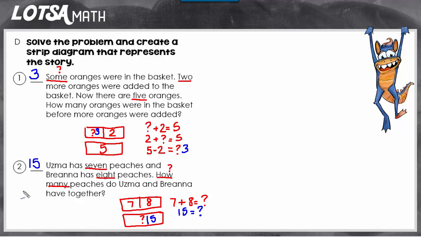Sometimes on these problems you have to think and really take your time. Don't rush and always reread the problem until you really understand what it's asking. If you do all of those things, the strip diagram will become easy to form. All right, if you need more help, you can always come back and rewatch the video, but try some on your own. Good luck.